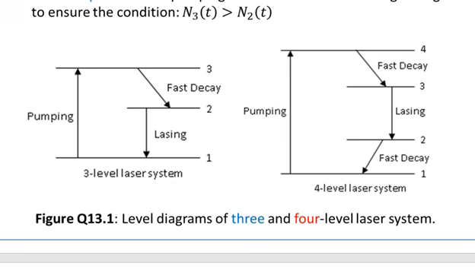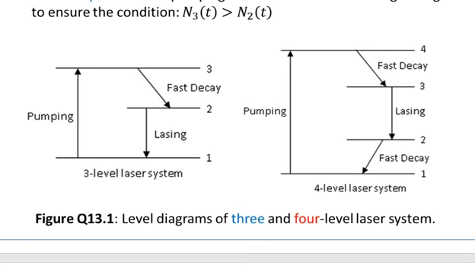So in the 3-level laser system, pumping is done from level number 1 to level number 3. The level number 3 is a fast decaying level. So the population which is pumped from level number 1 to level number 3 will immediately decay to level number 2. So the population will gather at the level number 2, and from the level number 2 the lasing will occur. The lasing action takes place between the level 2 and the level 1.